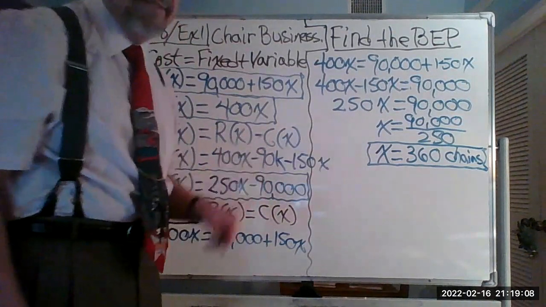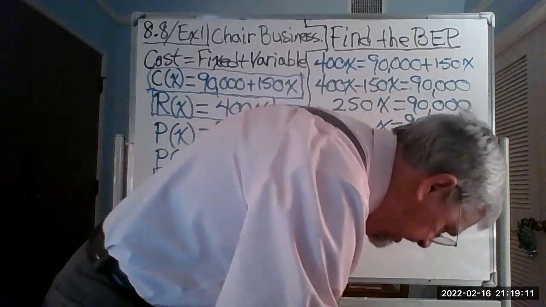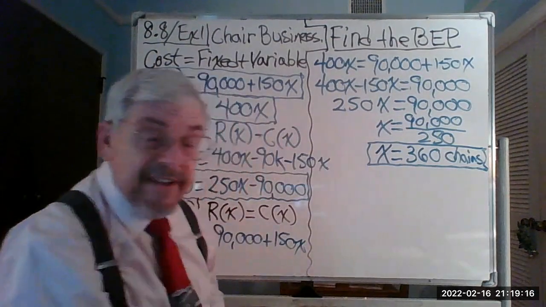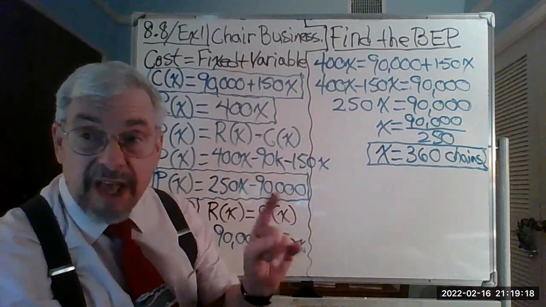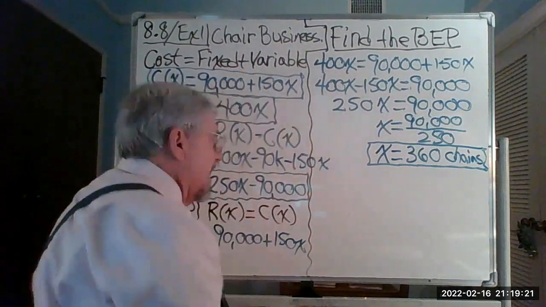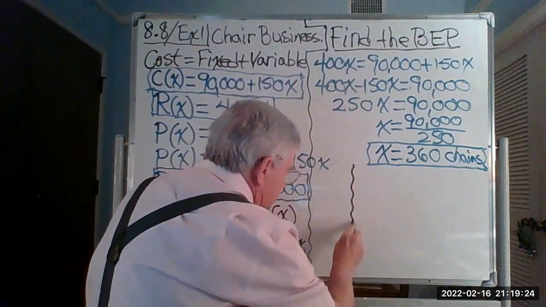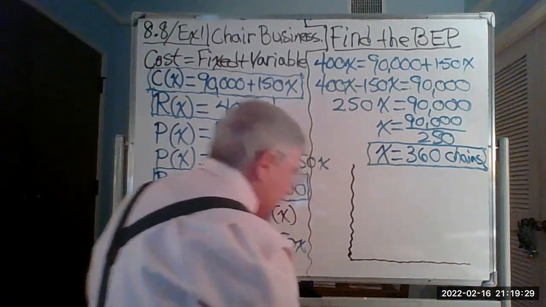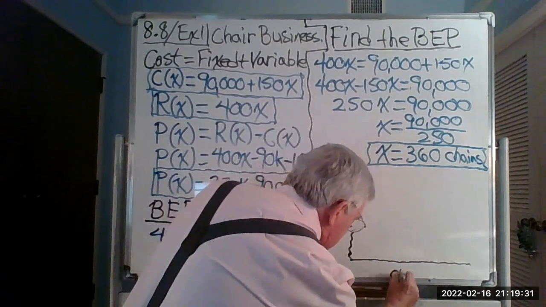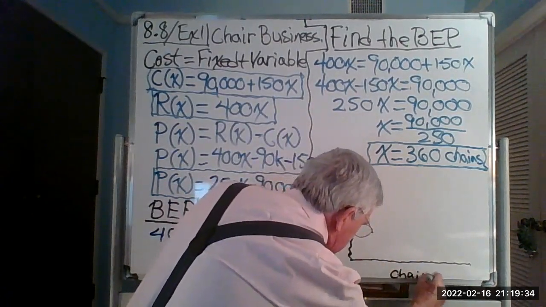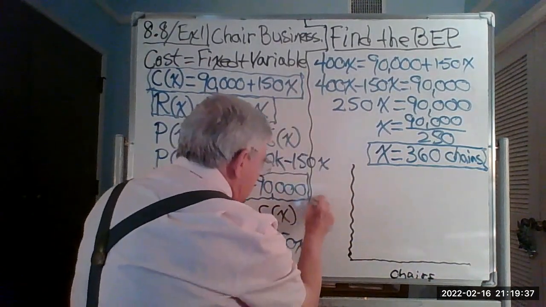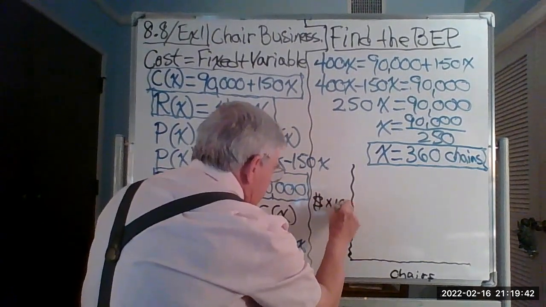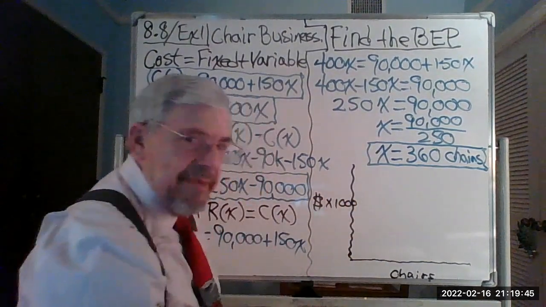Now, how would we graph this? They wanted you to graph it. I'll just show you really simply right here. Remember, your graph is going to be in the number one quadrant, plus, plus. We're not worried about any negatives. So I got dollars and cents over here, and chairs going this way. We're going to call this dollars times 1,000, just to keep it simple.